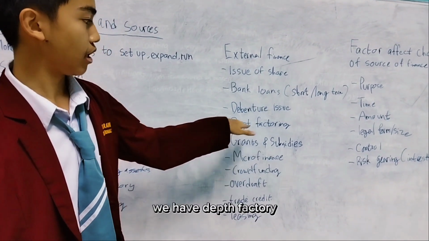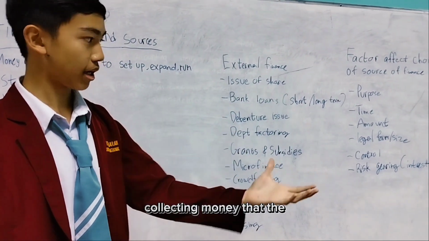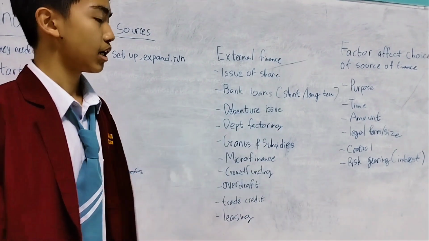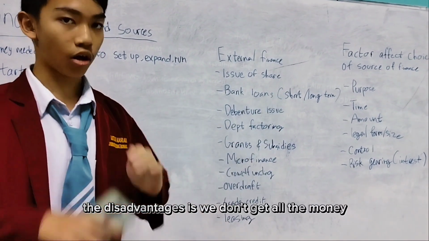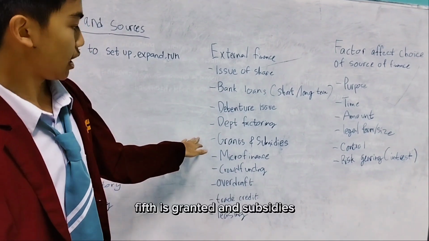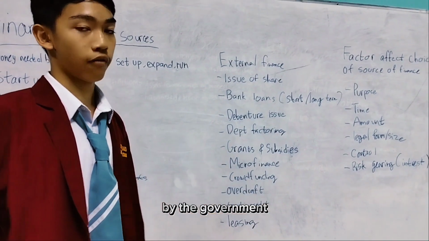And then fourth, we have debt factoring, which is debt collectors collecting money that other businesses owe us. The disadvantage is we don't get all the money because some of the money is taken by the debt collectors. Fifth is grants and subsidies, which is money given by the government.